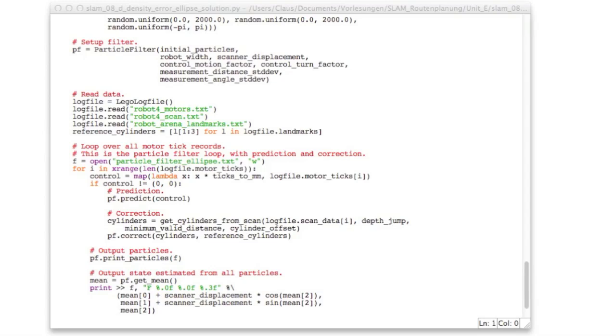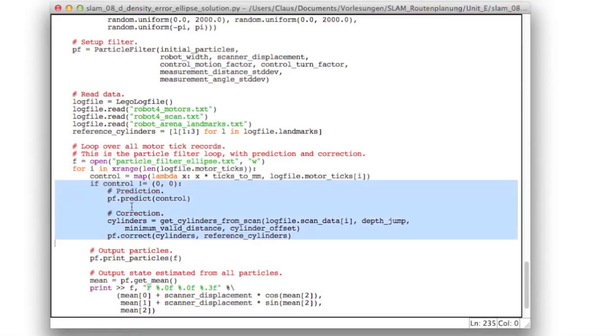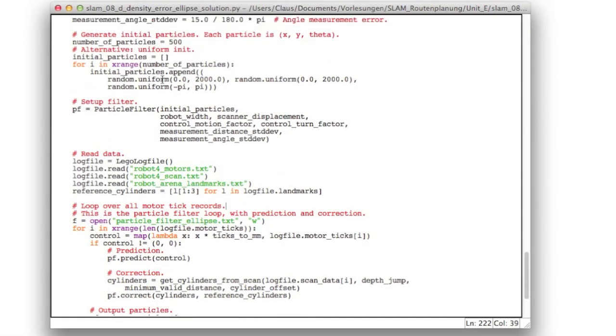Now implementing this solution is very easy because all there is to do is, in the main function, we check if our control is not equal to 0, and if so, we do the prediction and the correction step, and if not, we just leave that out and directly jump to the printout of our particles and the determination of our mean. Now in the code you see here, I also did some other modifications, and I invite you to do those modifications to your own code. So this if control not equal to 0, and also this modification.